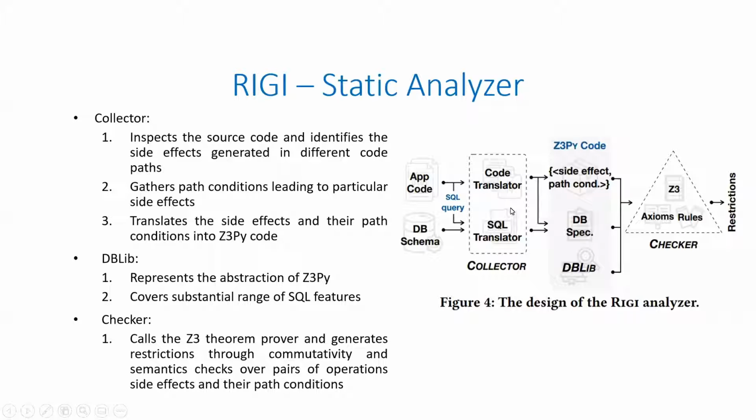Once the paths are generated, it uses this DB library to represent all those effects in Z3PY code form of queries. Generally, we know the SQL features are insert, update, or delete kinds of queries. But it translates everything into the Z3PY Python version, which will not have all the standard SQL queries, but something different that is understood by the Z3PY code. And once those side effects are generated, they are sent to the checker where the actual checking happens. So let's look at the collector first.